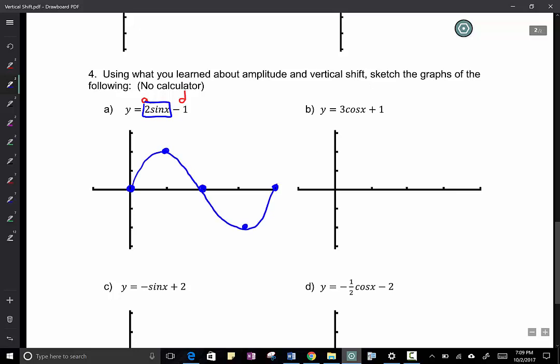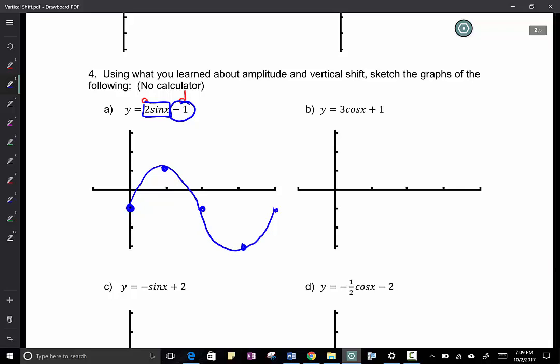Okay? But we need to move everything down 1. So literally, I'll just graph 1 here, down 1, down 1, down 1, down 1, down 1. I can erase my original. And we've got now the graph of sine shifted down 1. 2 sine x down 1.